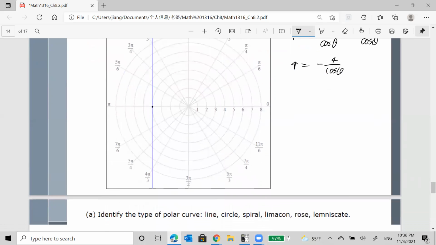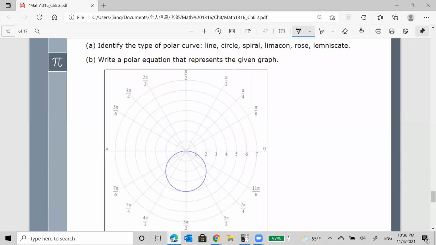Let's move on. Okay, identify the type of polar curve. So if you see this curve, that's a circle. So you circle the circle. Write a polar equation that represents the given graph. So how to write this? For this shape, we have learned that r equals a times sine theta. Why do I put sine here? Because this circle is centered on the theta equals pi over 2 axis, which is this axis. That means here must be theta.